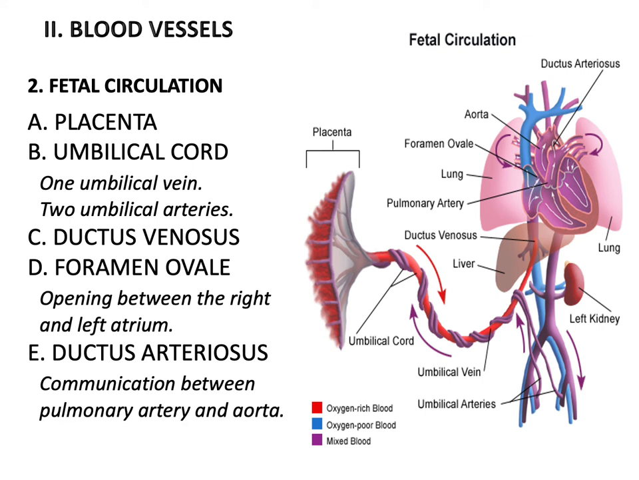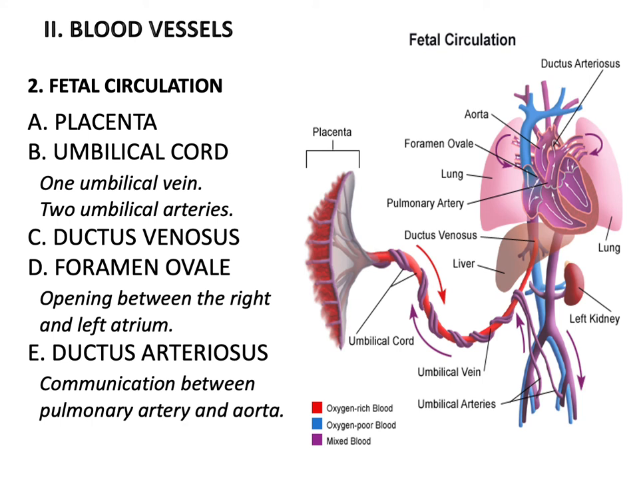Now, as you can see in the photo, nandiyan yung fetal heart. And then, on the other side is the placenta. It is connected by the umbilical cord. There are two arteries and one vein in an umbilical cord, o yung puso ng baby. The umbilical arteries, ang movement ng dugo dito, away from the fetal heart. Ang dala niya, unoxygenated blood from the fetal heart to the placenta.